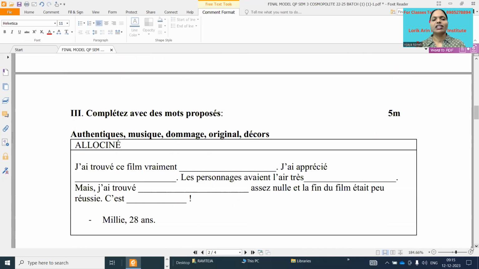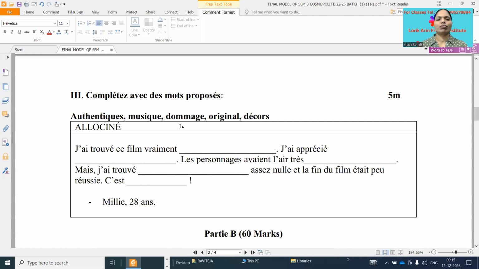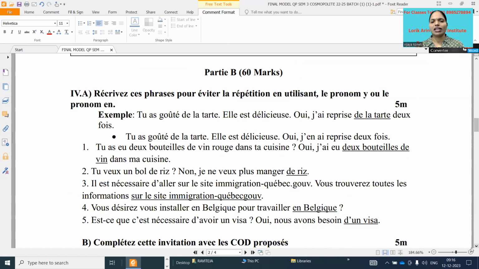And next one is "Complétez avec des mots proposés." Complete with the proposed words. This is a 5 marks bit. They are giving the words on the top and we have to fill them in according to the meaning. And these are 4 bits from Part A, and each one is 5 marks. And next one, Part B, 60 marks.